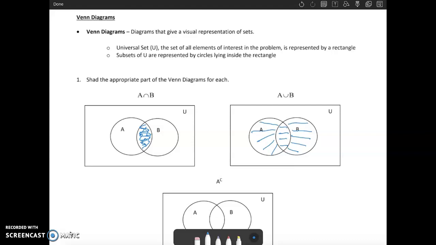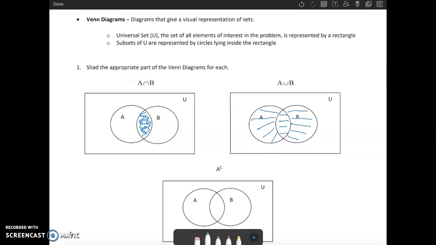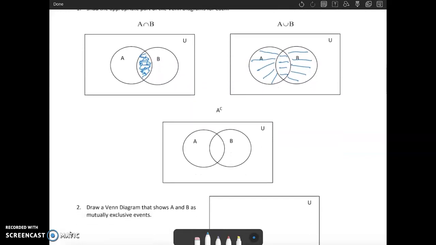If we want to look at the complement in a Venn diagram, remember the complement means basically everything that is not in whatever set we're looking at. So if I'm particularly looking at a complement, I'm saying not in A, so everything outside of the circle A. So any element that would fall in any of that shaded area would be considered in the complement of A.